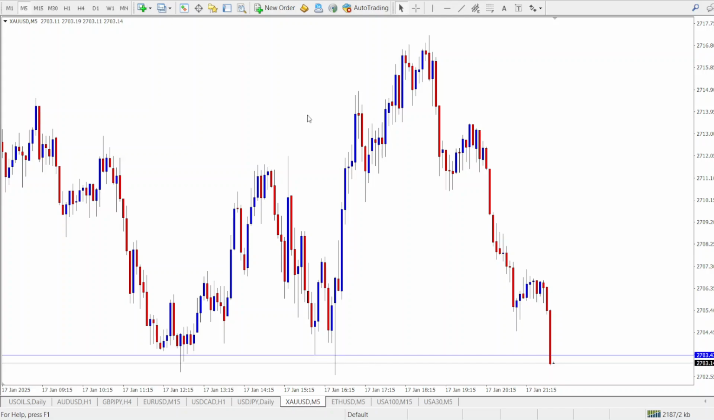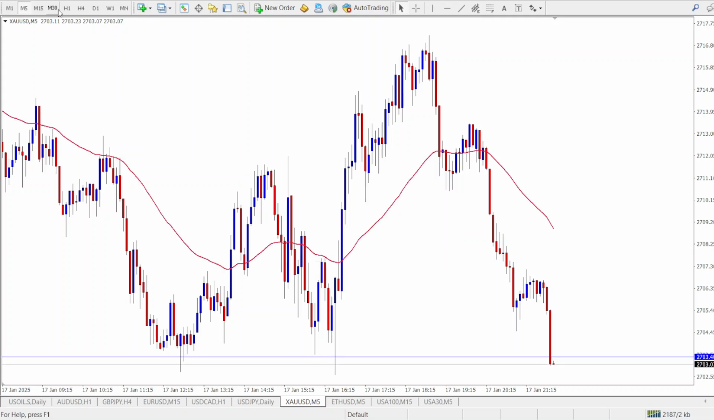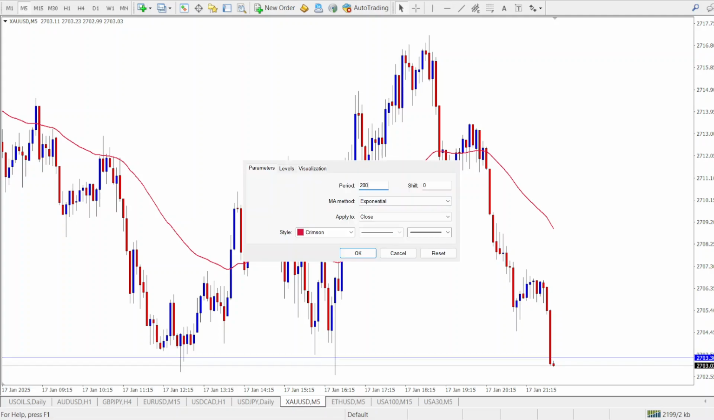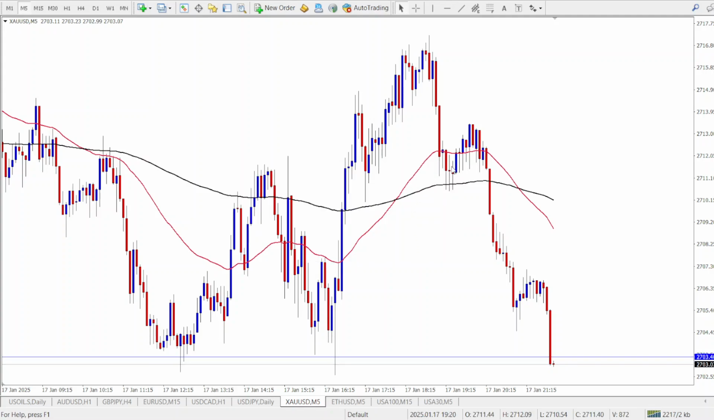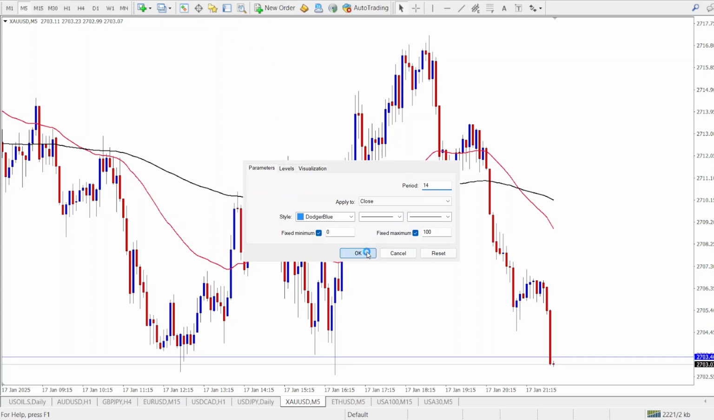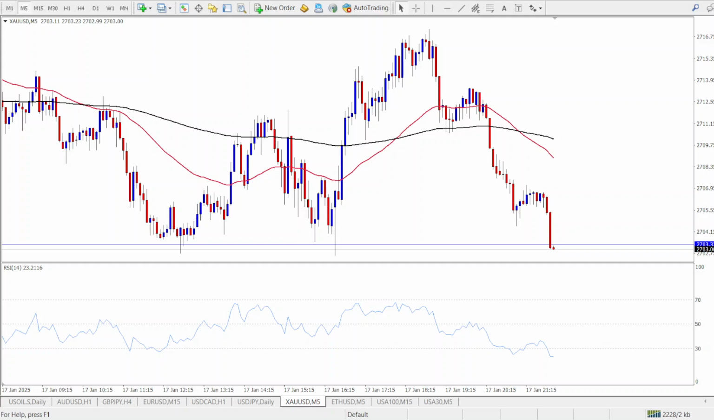So I'm just going to be adding the EMA to the chart. I'm going to add the 50 EMA and the 200 EMA to the chart. We're going to be adding both indicators to the chart right away. And then I'm also going to be adding the RSI to the chart, the relative strength index. Now let's talk about the EMA.